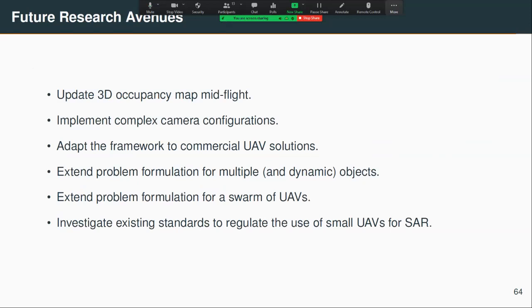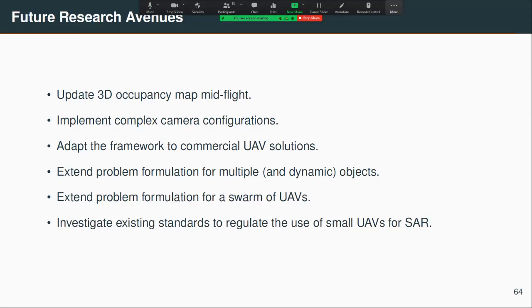To conclude, some future research avenues include updating my 3D occupancy map of the environment mid-flight or when the UAV is interacting with the environment. It will be great for future implementations to implement complex camera configurations. So instead of just having a downward looking configuration of my camera, it will be beneficial to explore other configurations such as looking at the front or at different angles or variable angles using a gimbal.